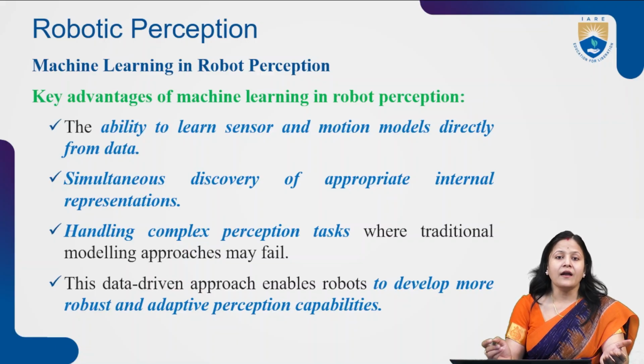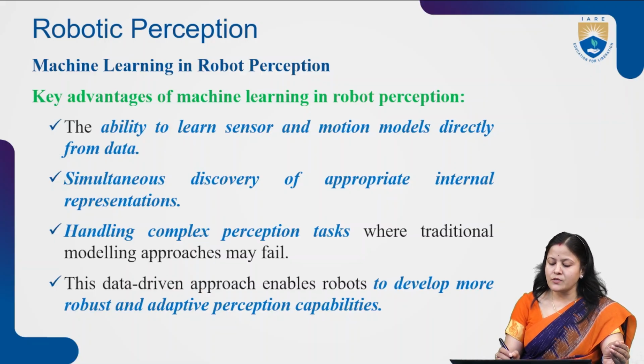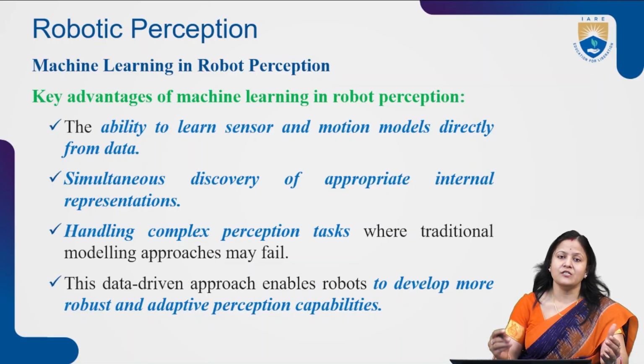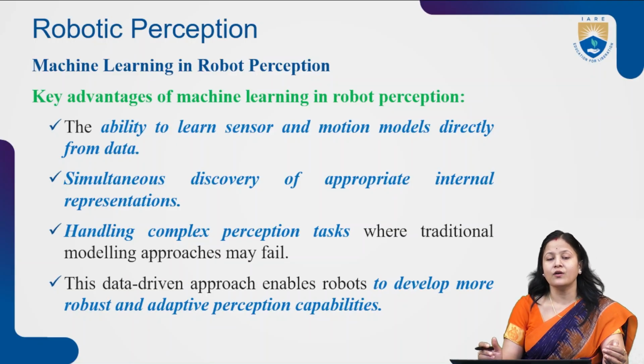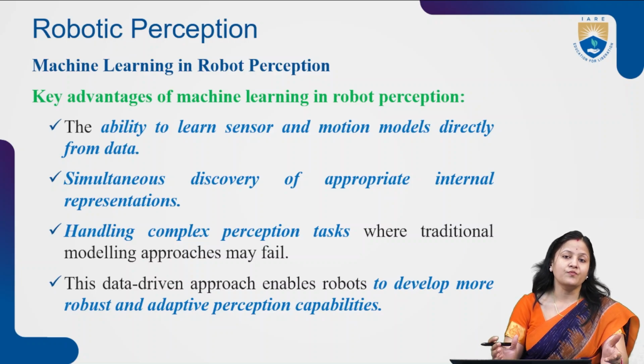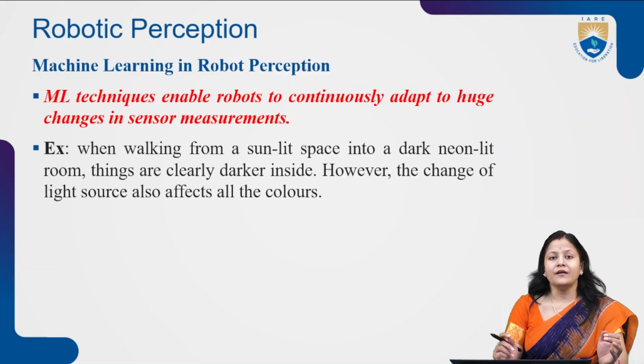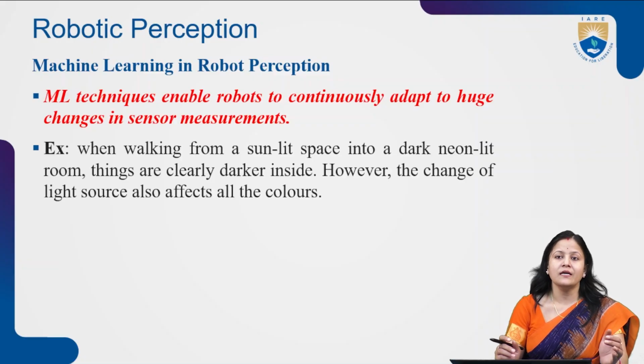object. It can handle complex perception tasks where traditional modeling approaches may fail. That means it can handle complex situations. This data-driven approach enables the robot to develop more robust and adaptive perception capabilities. If the situation is too complex, machine learning algorithms like artificial neural networks help to learn from the data. They are adaptable to new situations, and they can explore the environment also. So machine learning techniques enable the robot to continuously adapt to huge changes in the sensor environment.